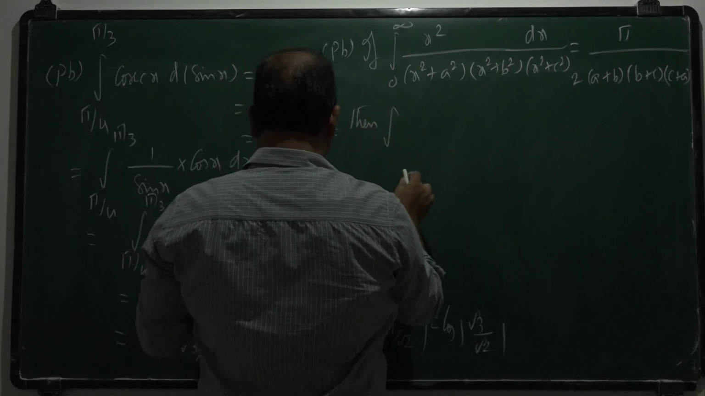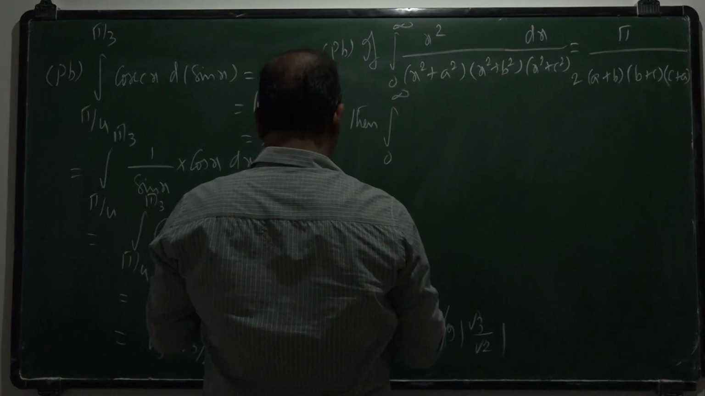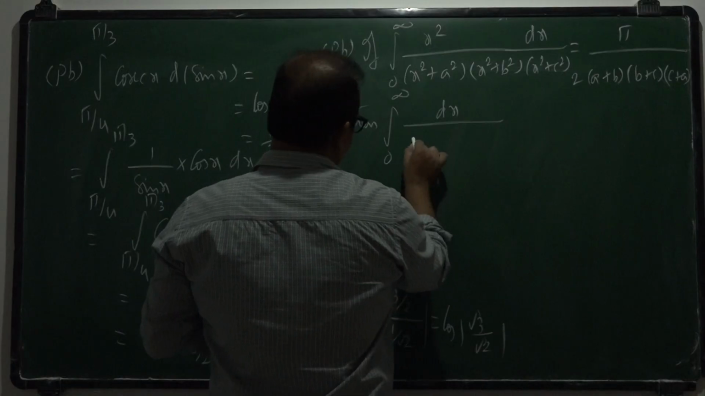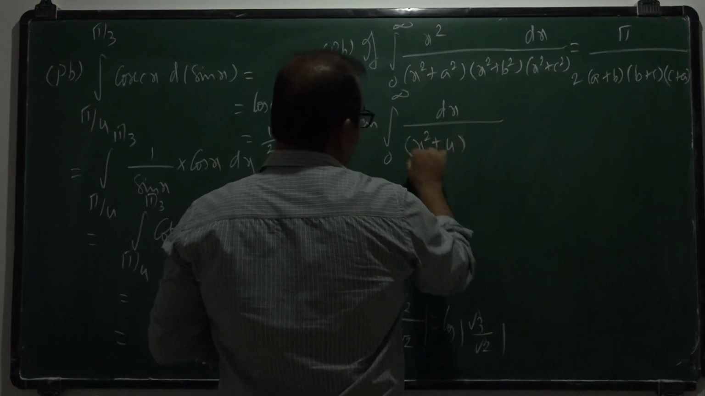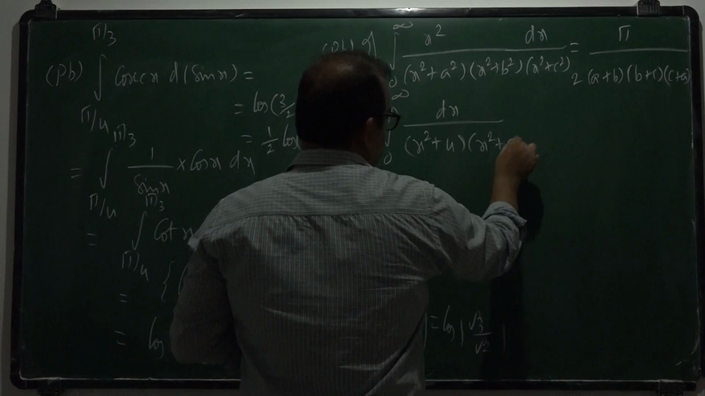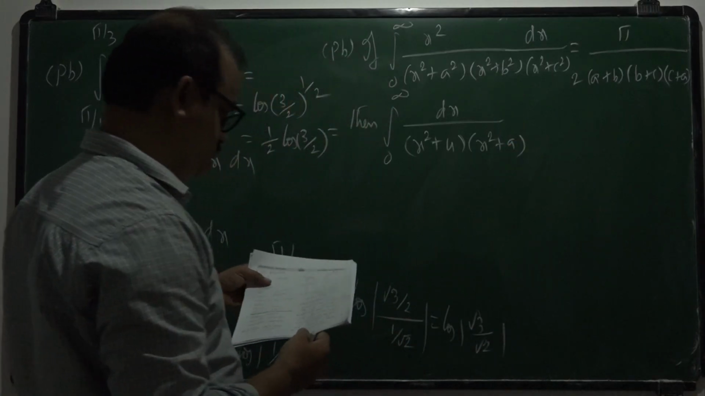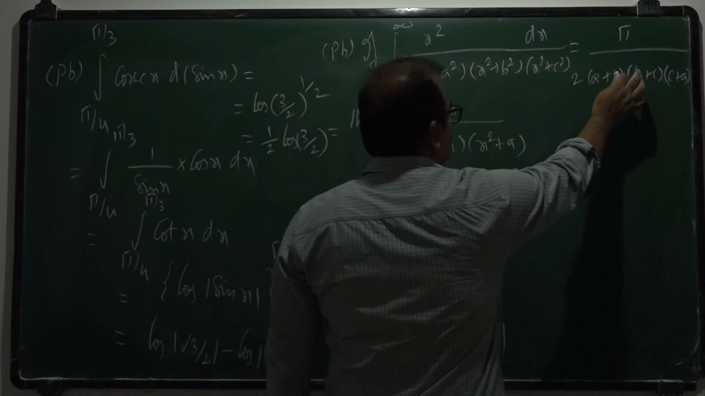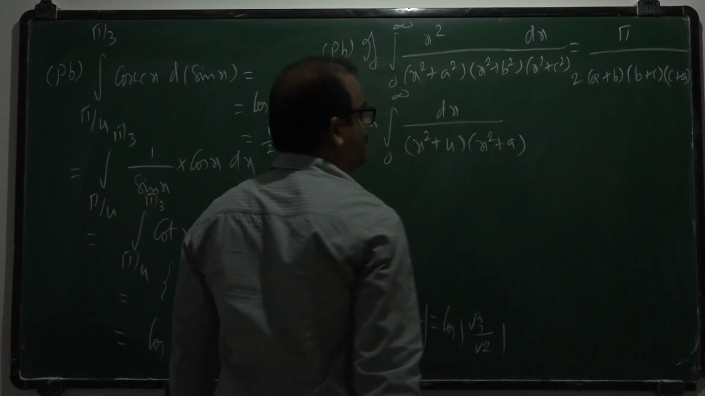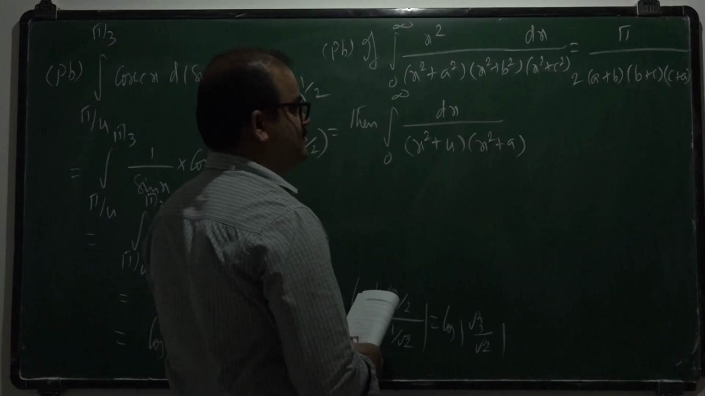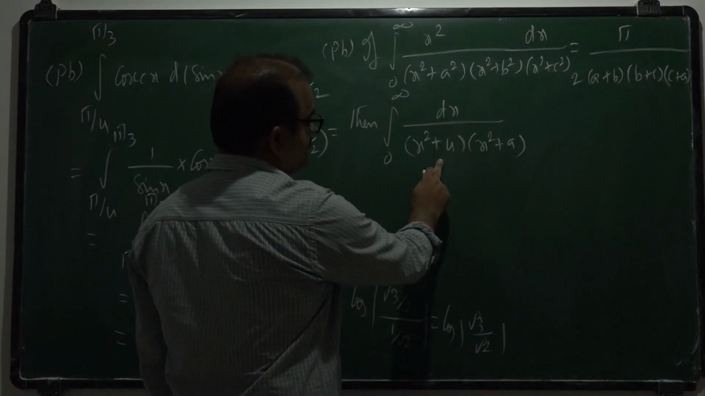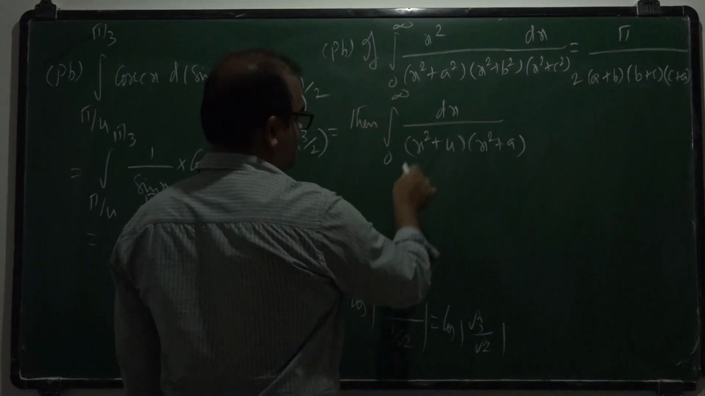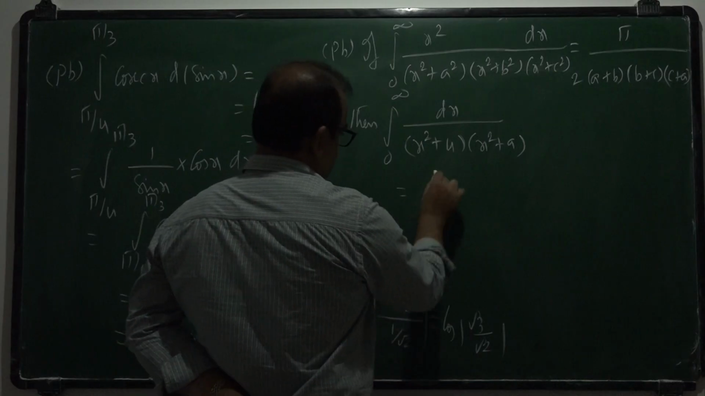Find the value of the integral from 0 to infinity of dx by (x square plus 4) into (x square plus 9). Here, if this integral value is pi by 2 into (a plus b) into (b plus c) into (c plus a), find this integration value. Now take this as a formula.